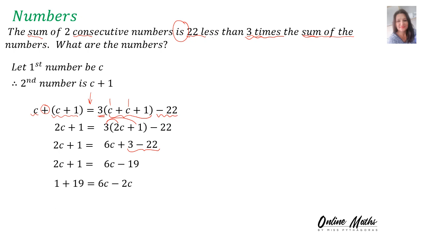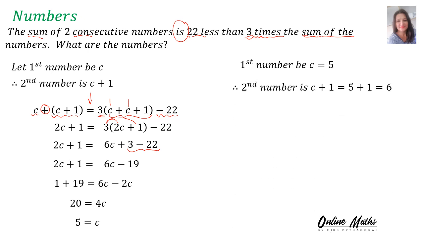So all the numbers on one side, 1 plus 19 equals 6c minus 2c. 20 is equal to 4c. Divide away the 4, 5 is equal to c. Therefore, the first number was c, which is 5, and the second number is c plus 1, 5 plus 1, which is 6.